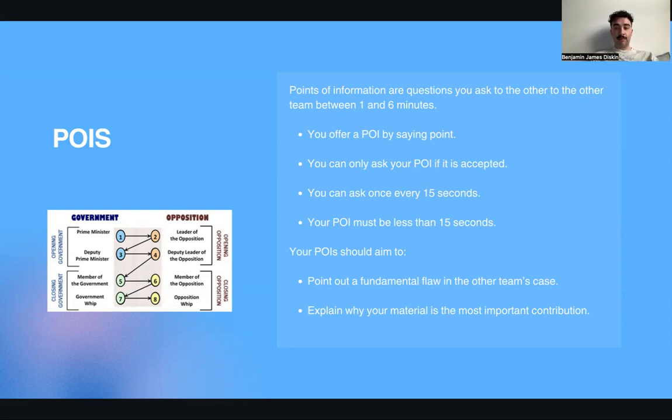Now, every team in BP is expected to take 2 POIs across both speakers. And theoretically, you could have, for example, member of government take 2 POIs and government whip take none. But it is also generally expected that each speaker takes at least 1 POI. And that's less of a hard rule, but it is by norm and convention something that most adjudicators will prefer you do. And in BP, if you refuse to take a POI, you are also penalized for that.